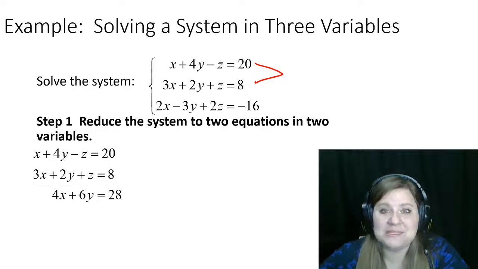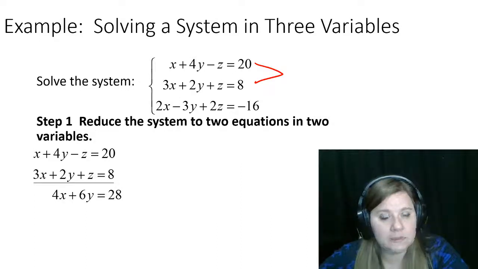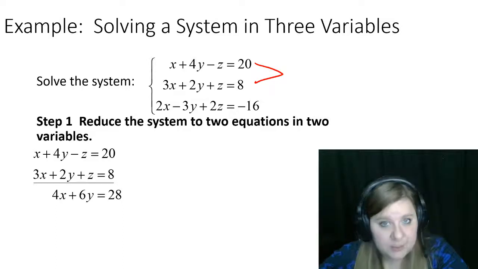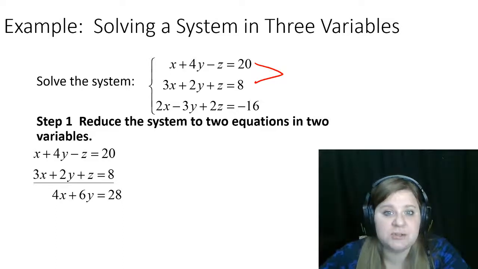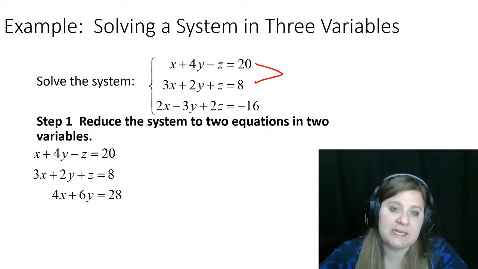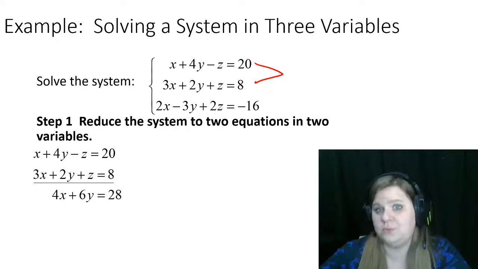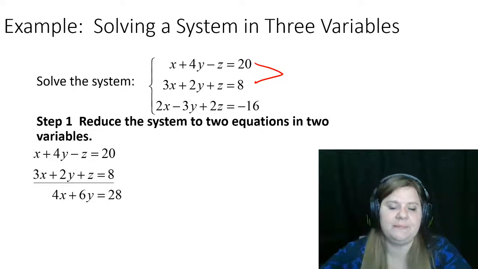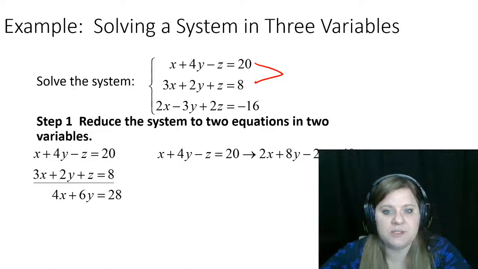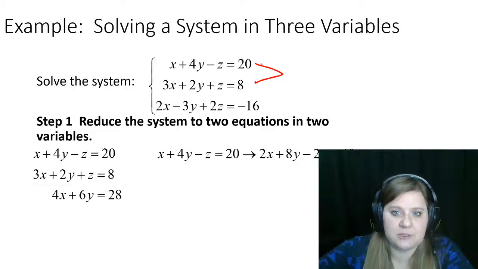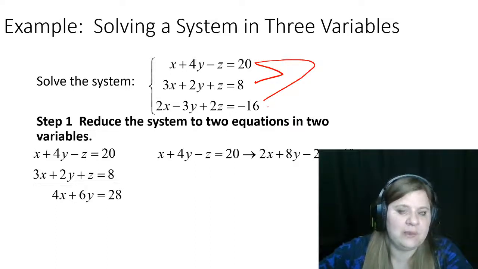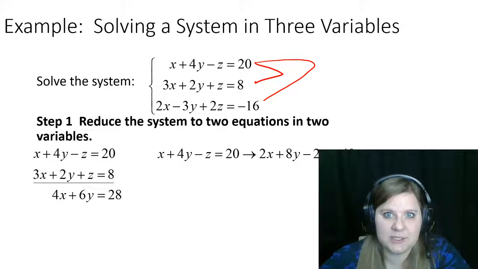Now, I need to get rid of z with some other pairing. Okay, so I've already used 1 and 2 together, but I could then choose to eliminate z in 1 and 3 or 2 and 3. It's up to me. Now, personally, I'm going to use 1 and 3. So I'm going to get rid of z in the first and the third.